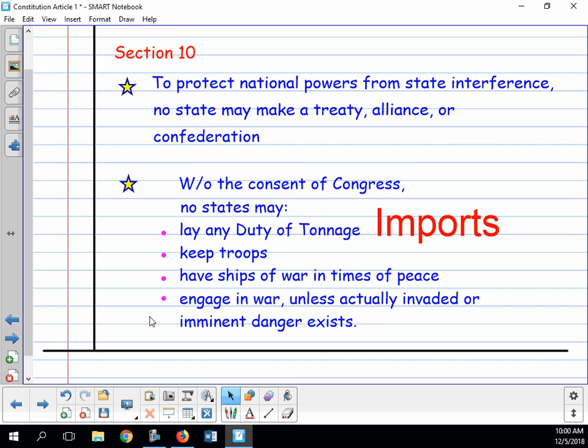Also, without consent of Congress, no state may lay any duty of tonnage, which means imports. They cannot tax imports coming into the country. They cannot keep troops for just themselves. There are troops that can be there, but they are national troops, not state troops. They cannot have ships of war in times of peace, meaning they own the ships. Nope. And they can't engage in war unless actually invaded or imminent danger exists. Now, should Mexico attack Texas, Texas can respond, but they cannot actually engage in war. They can't attack Mexico. It's the federal government.